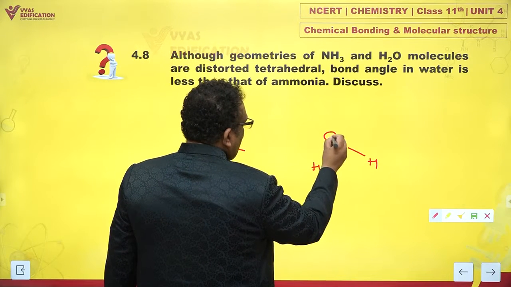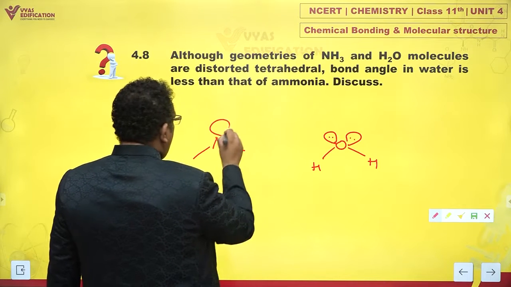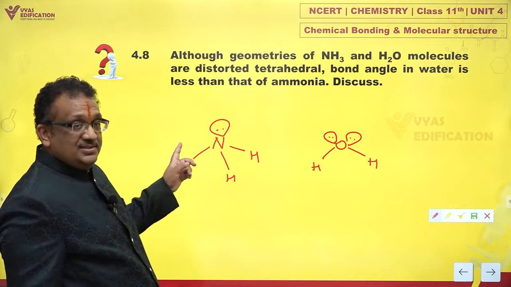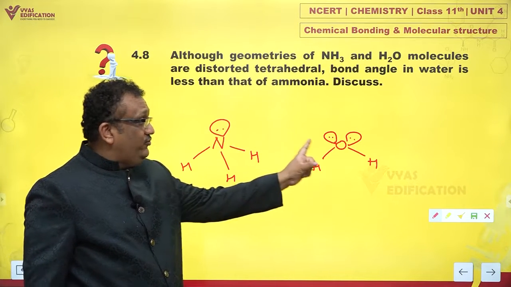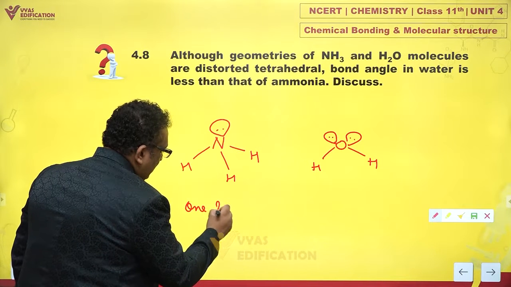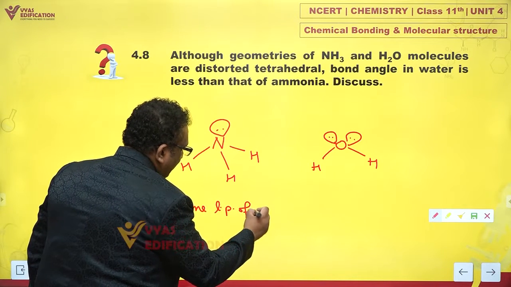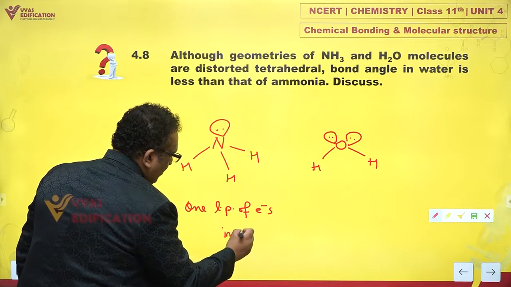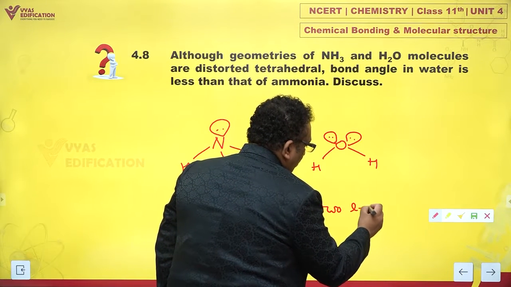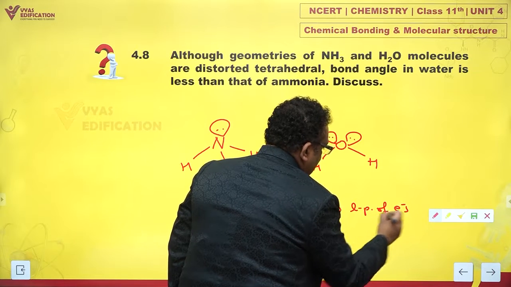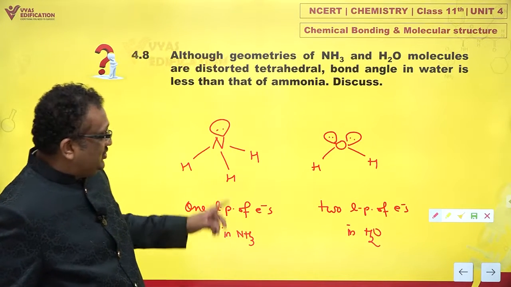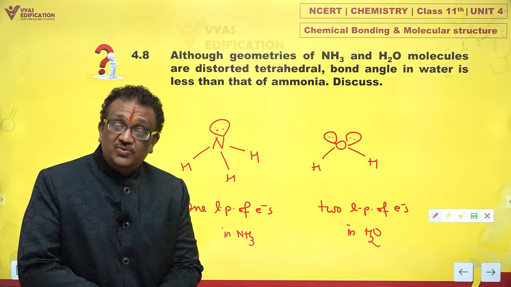If you draw the Lewis dot structures, you will notice that ammonia has one lone pair of electrons while water has two lone pairs of electrons. So one lone pair of electrons in ammonia, two lone pairs of electrons in H2O. First of all, we should write down the structure and make this observation.